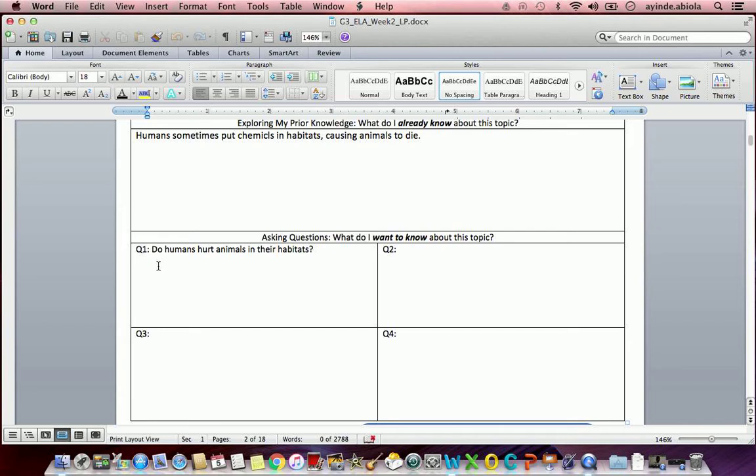So my first question says, do humans hurt animals in their habitats? That's a question that I would like to have answered by the time I'm done reading the text. This is really for you to think about what you want to know. So you may use mine as an example, but I don't want you to copy. I want you to think about your own questions and think about what you want to know about this topic. Again, I'm going to give you about 10 seconds to make 4 questions. First question goes in Q1, second question goes in Q2, third question goes in Q3, and the fourth question goes in Q4.